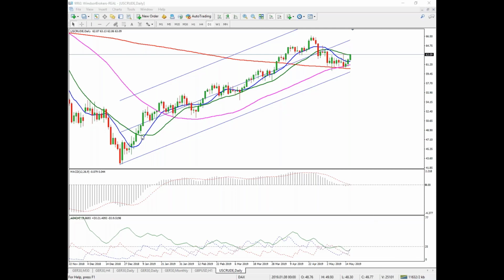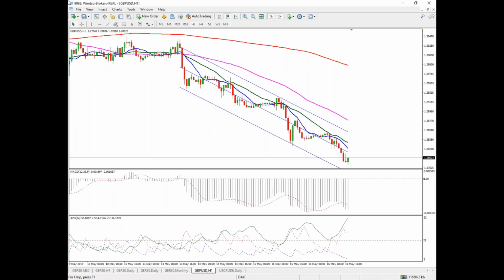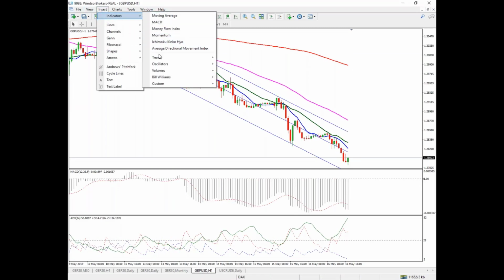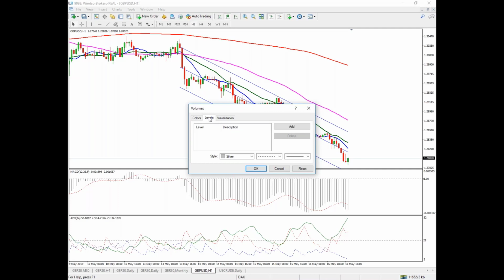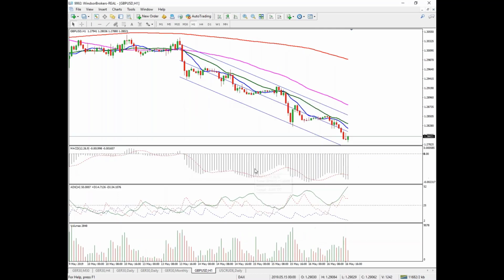Now let's talk about the next volume indicators. So let's go back to our hourly chart, and let's put volume. So it's levels. Okay, so volume shows us that it's still strong, and we can still expect some stronger market action.